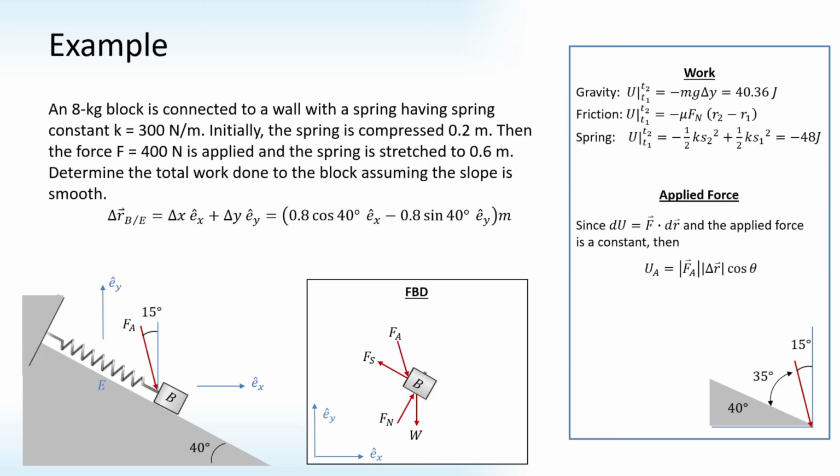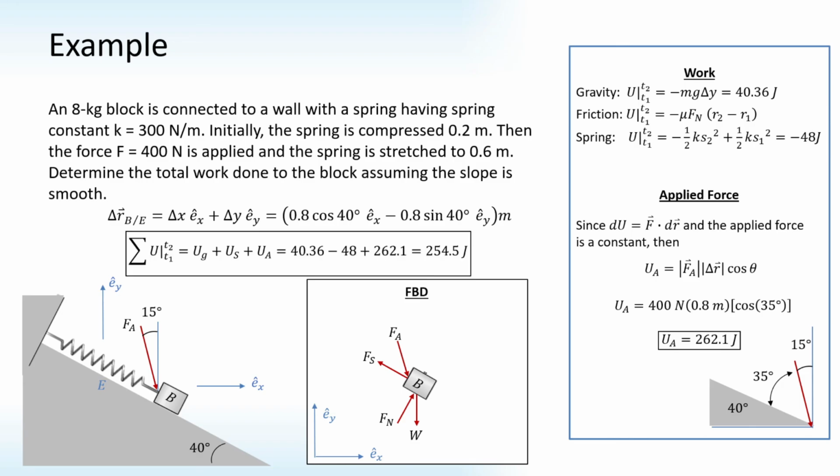Moreover, since du equals F dot dr and the applied force is constant, then the work done is the magnitude of the force times the magnitude of delta r times cosine theta. Then we can compute this value by taking the magnitude of the force, which is 400 newtons, times the displacement, which is 0.8 meters, times the cosine of 35 degrees. This gives us an answer of 262.1 joules. Then the total work done on the block is just the sum of the work done, which is 254.5 joules.